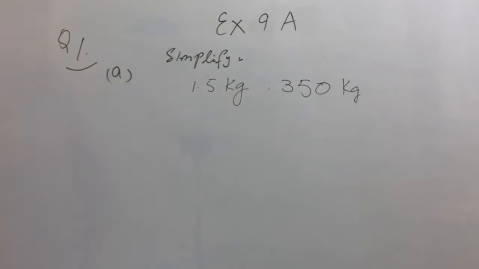Bismillahirrahmanirrahim. Now we'll be starting exercise 9A, page number 212. Chapter 9 is ratio, rate, time and speed. We'll be doing first question, first part. Part A: simplify each of the following ratios.